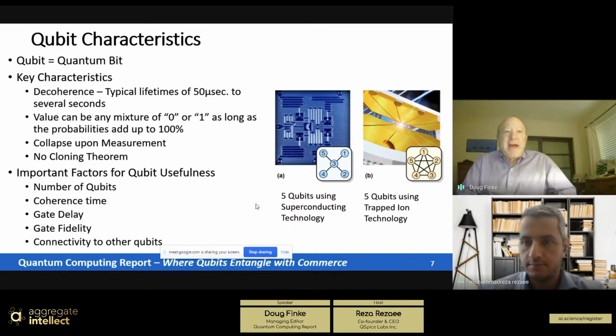But things that people look at when they look at an implementation are the number of qubits, the coherence time of the qubits, what the delays are to implement gates, what's called the fidelity, which is how accurate those gates are, how often they give you the right answer, and of course, the connectivity to other qubits. Connectivity is shown here, where it's basically how the qubits talk to each other. In this case, qubit number 5 can only talk to number 3. It can't talk to number 1, 2, or 4 directly, versus this type of technology, where qubit 5 can talk to each of the other qubits. So if you're implementing a quantum program, the one on the right is actually better, all else being equal.